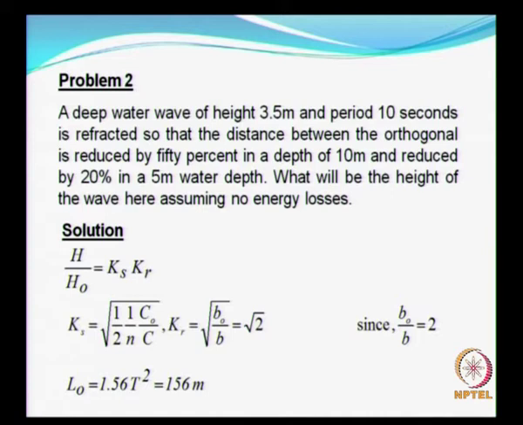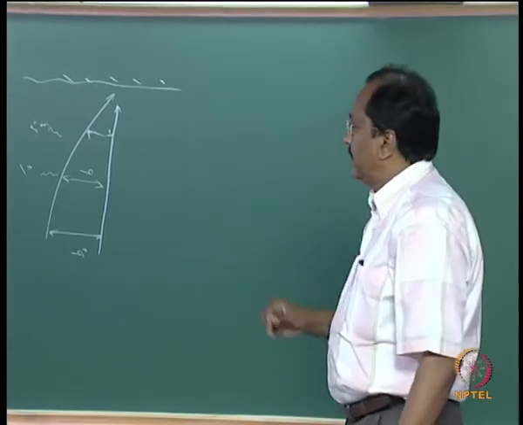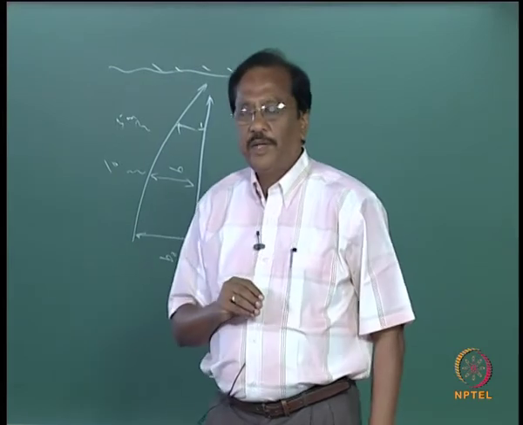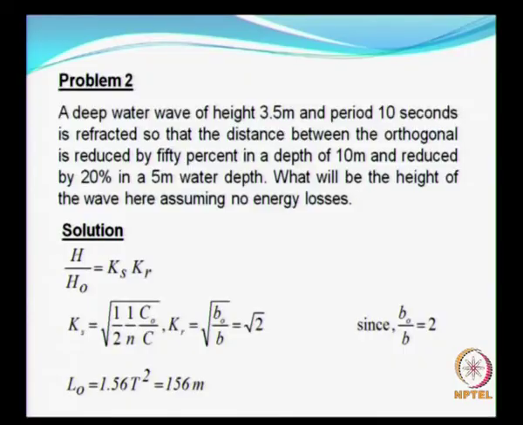Based on this, what will be the wave height assuming no energy losses? Energy loss can be due to many other factors. We are not considering diffraction here. There can be some amount of energy escaping in the lateral direction. So in this case, what is the solution? What is the expression? H by H naught equals Ks, the product of the shoaling coefficient and the refraction coefficient.